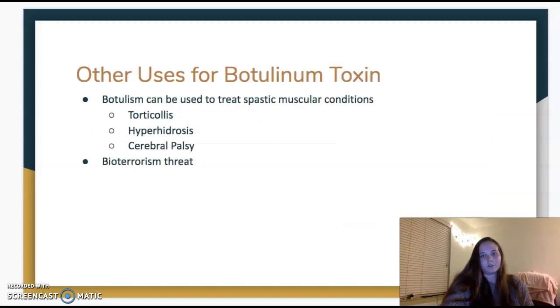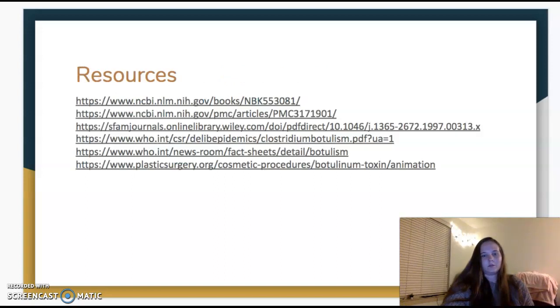Other uses for botulinum toxin, it can be used to treat spastic muscular conditions, and because it's very effective at paralysis, it is a bioterrorism threat. And these are my sources.